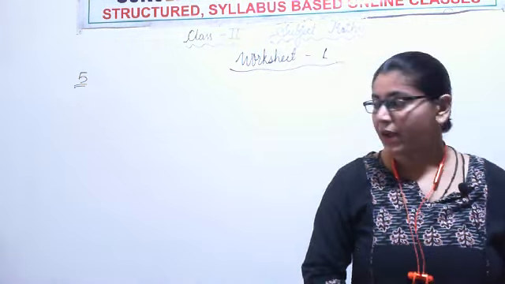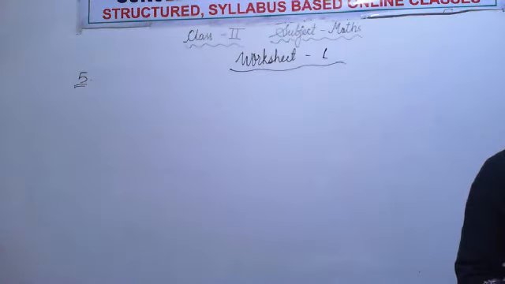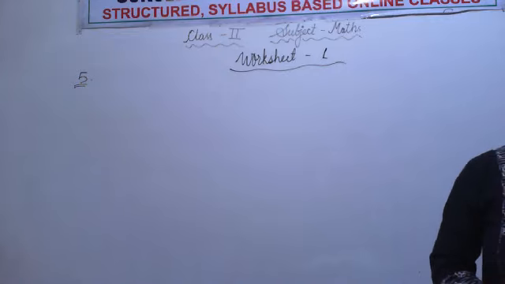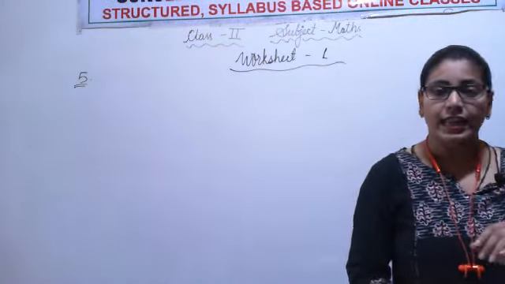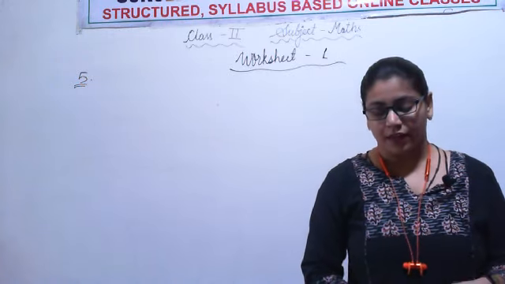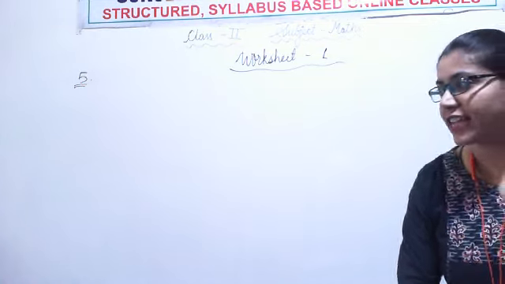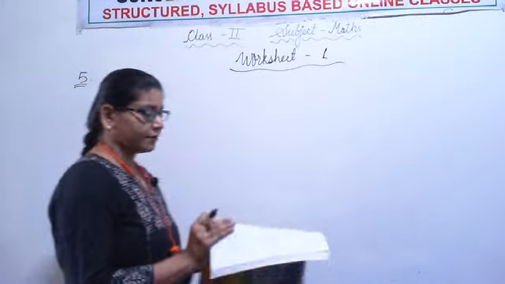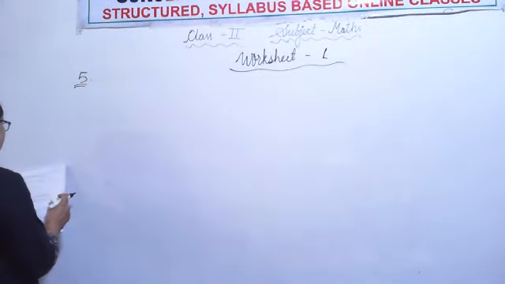And what is the 1 multiplication rule? Any number multiplied by 1 is the number itself. So whenever we multiply any number with 1, the result will be the number only. Okay, so let's try some questions. Let's see whether you have done correctly or not.